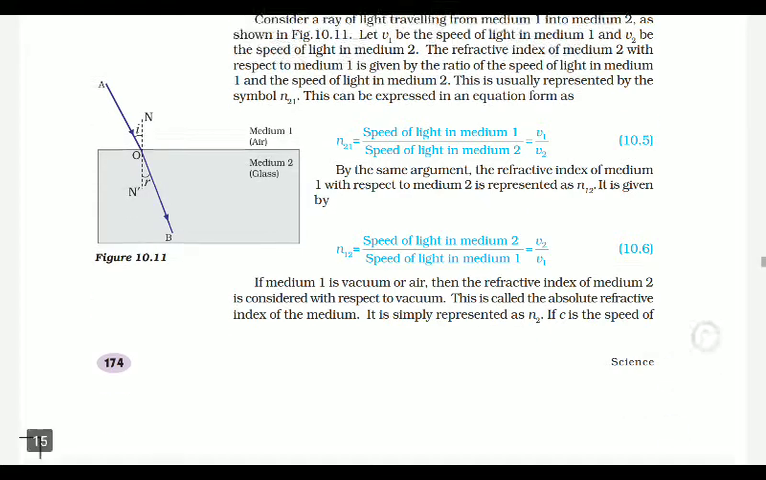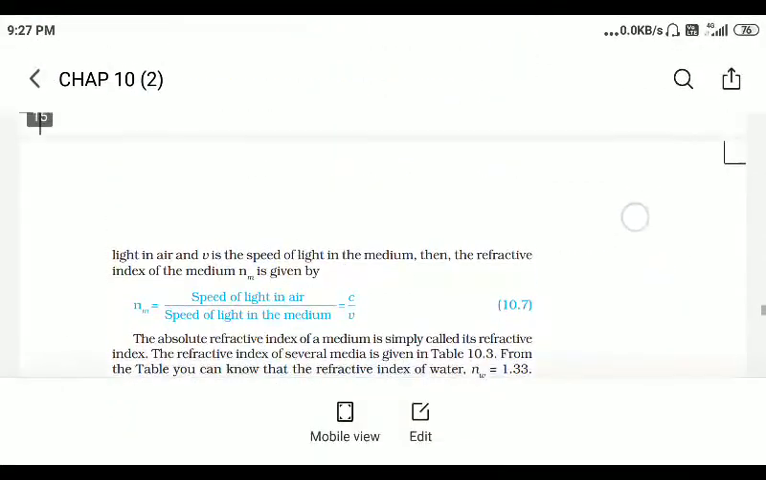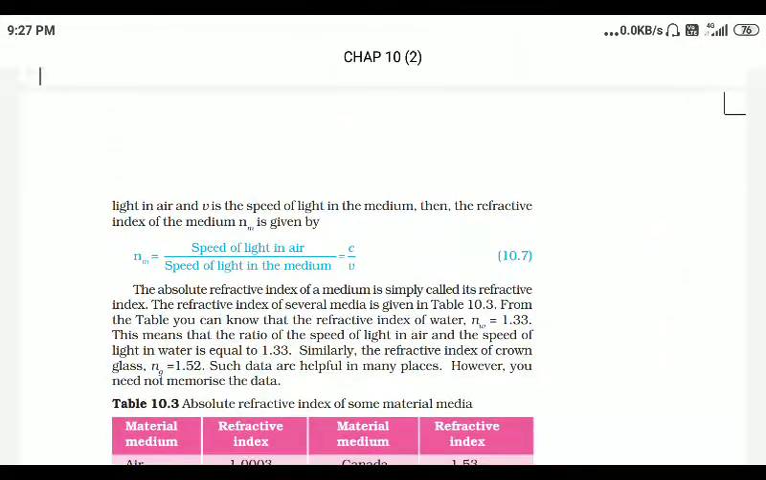If c is the speed of light in air and v is the speed of light in the medium, then the refractive index of the medium, nm, is given by the speed of light in air divided by the speed of light in the medium, so c upon v. The absolute refractive index of a medium is simply called its refractive index. The refractive indices of several media are given in table 10.3.